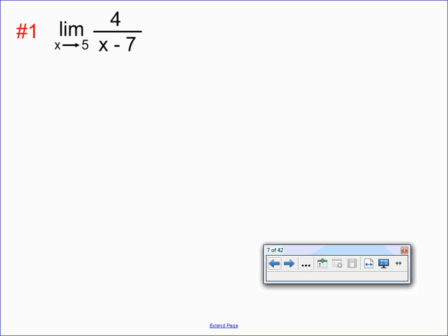Then we're going to go ahead and take a look at the result from tables or graphs. So that's the numerical part. And then we're going to state the algebraic technique, right? So that's what we're going to do in a 3-step process.